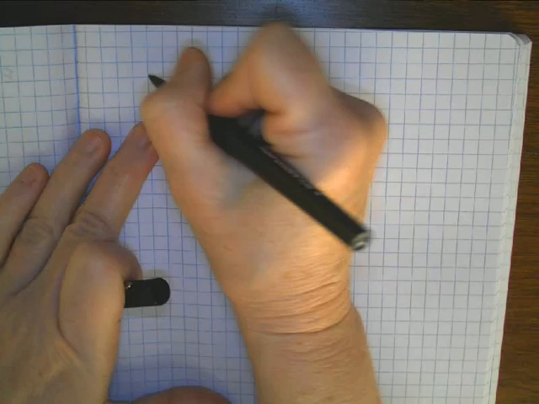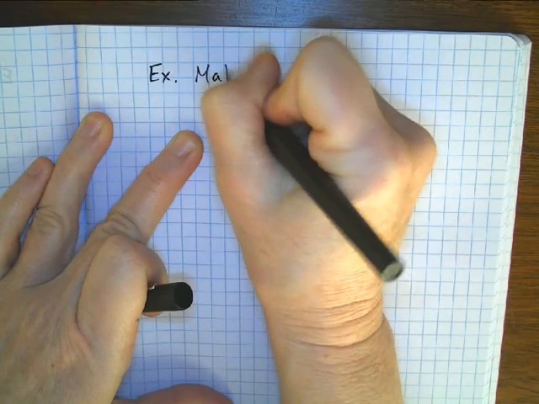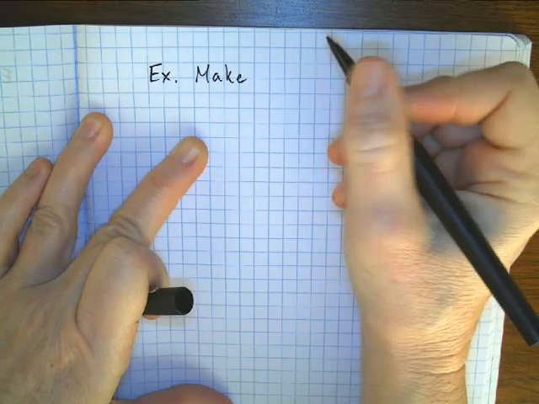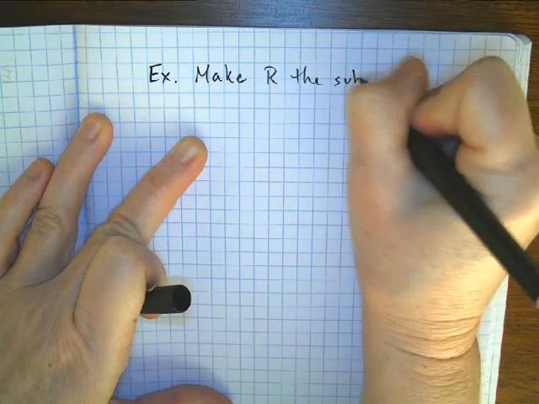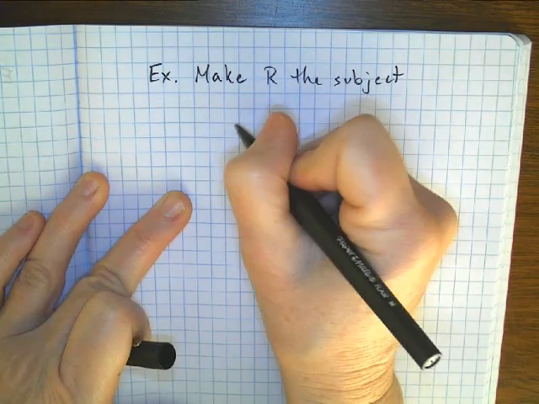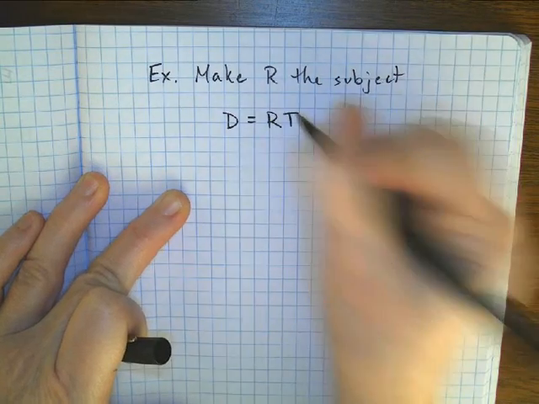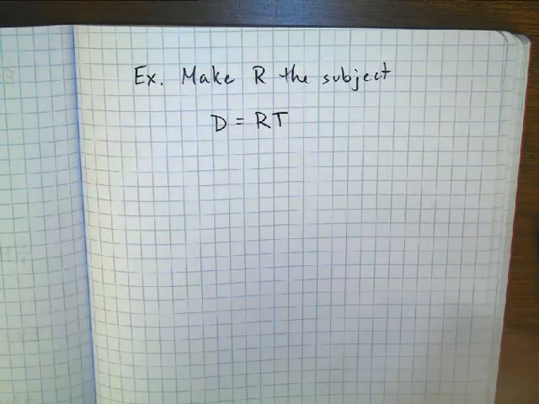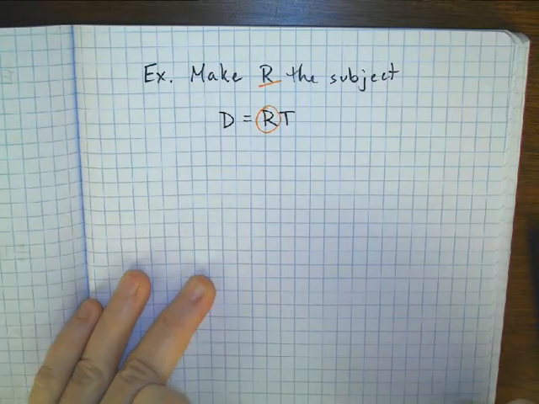Okay, last example. This one I'm going to use totally different letters. Make R the subject. So this one's going to look really different. So the problem says D equals R times T. Okay, so it says make R the subject. I'm solving for R. Here's my R. That's what I want to solve for.